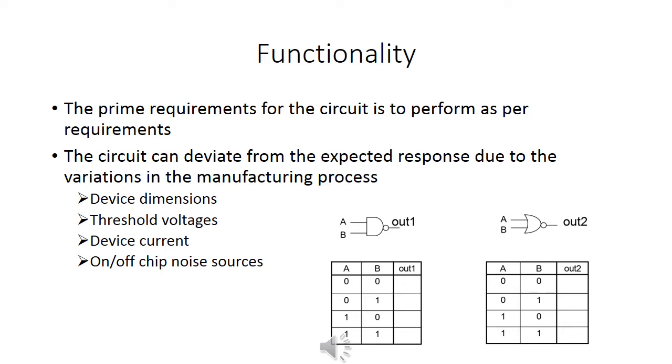The circuit functionality can vary from the expected simulated response. These variations in the actual response of the circuit are due to the variations in the manufacturing process. For example, device dimensions, threshold voltages, device currents can change on a single chip or over multiple chips on a single wafer.